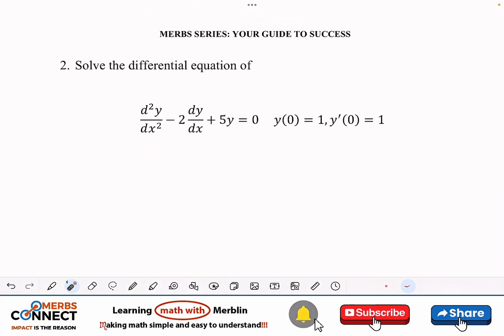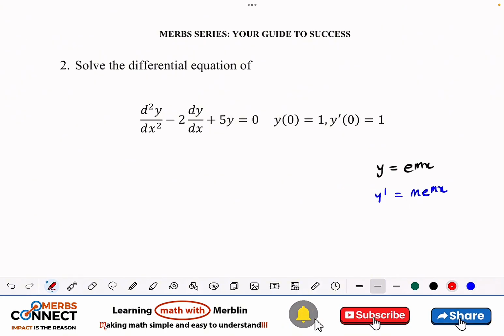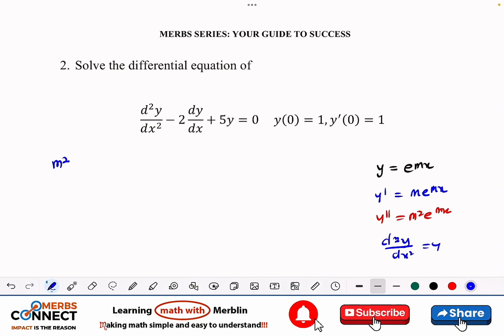Let's take another one, but this one with an initial condition. So you go through the same process. I'll pick my y to be equal to e to the power mx, and my y prime to be equal to m e to the power mx, and then my y prime prime to be equal to m squared e to the power mx. Good. So I'm going to have m squared. Now don't forget, d squared y over dx squared is the same as y prime prime.